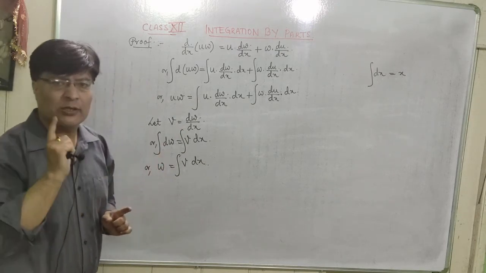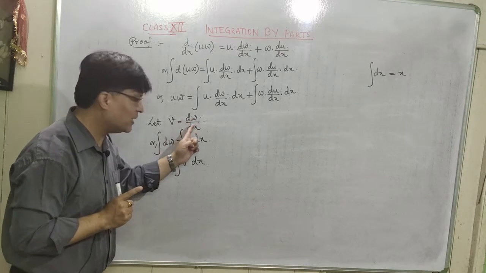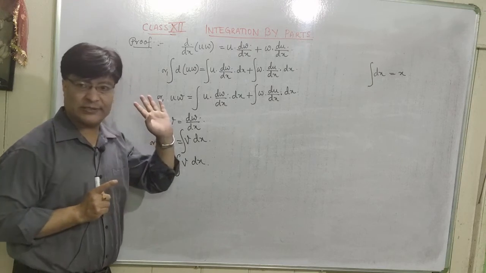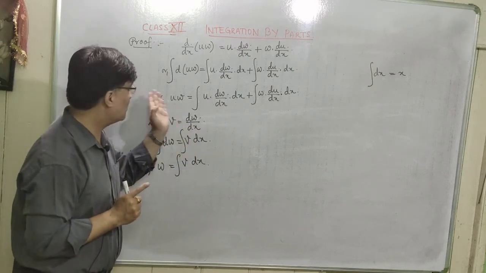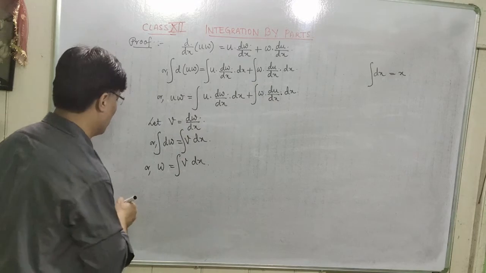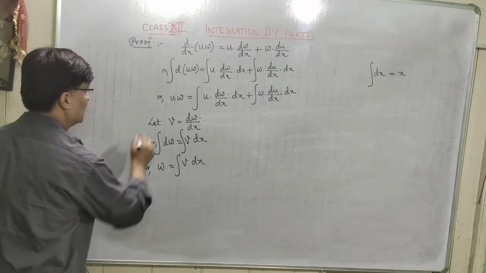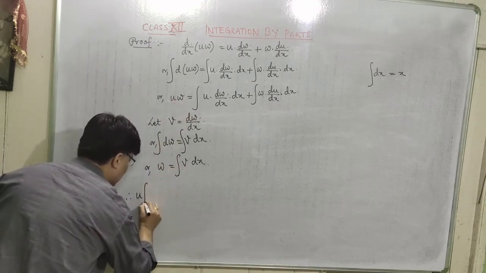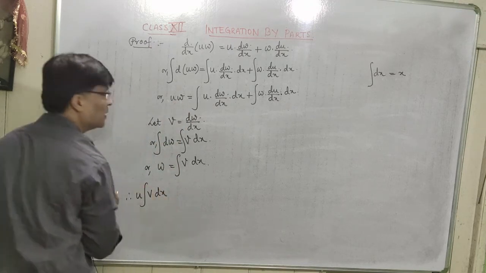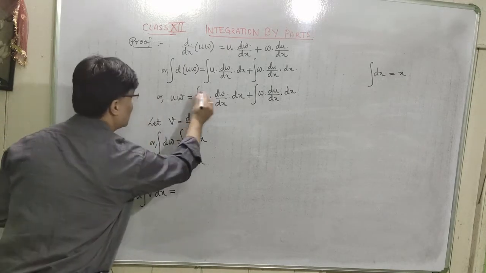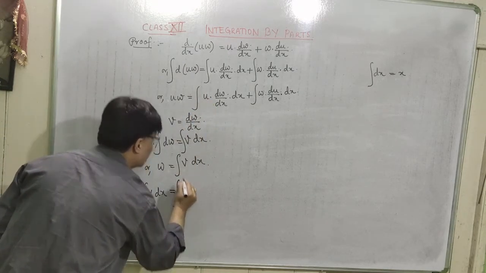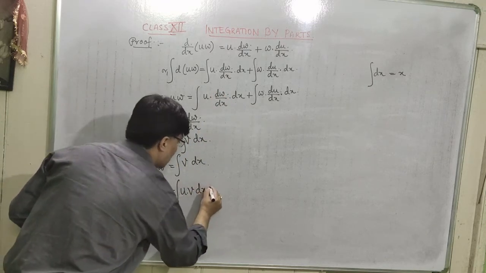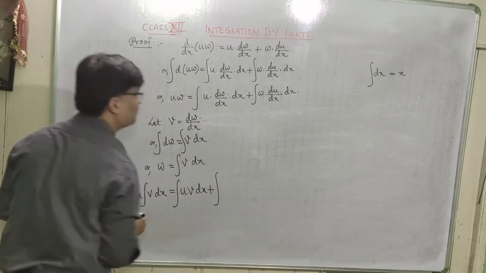So now in this case, wherever there is dw by dx you have to write v, and wherever there is w you have to write integral sign v dx. Is that clear now? So now this equation becomes, therefore we can write here u is kept as it is. What is w? It is integration of v dx, is equal to, now this becomes integral sign u into, what is dw by dx? It is v dx plus integral sign.